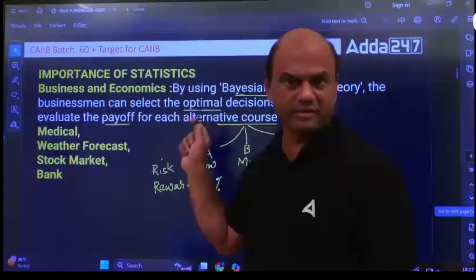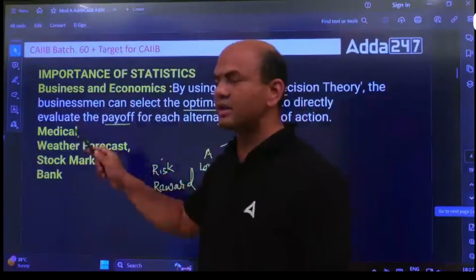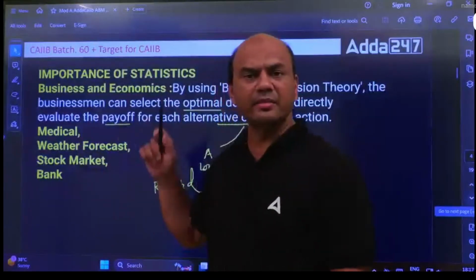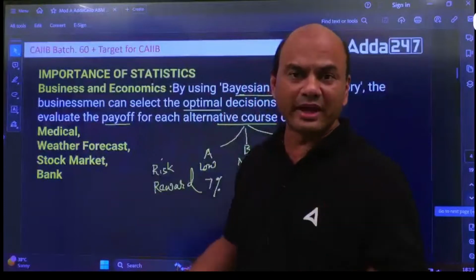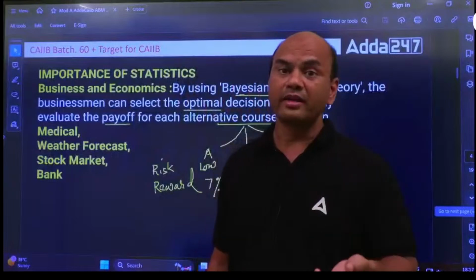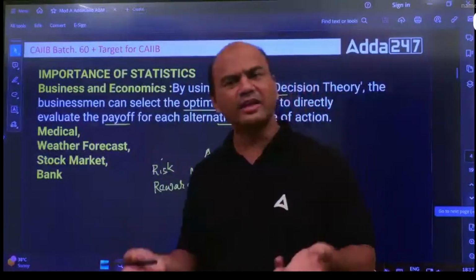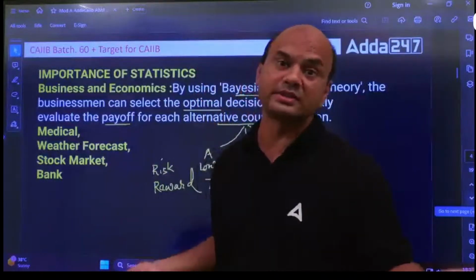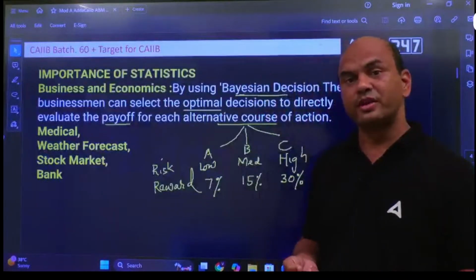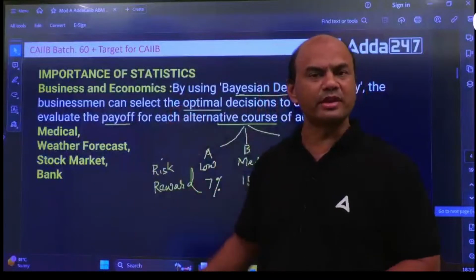Statistics is used everywhere. Let it be business, let it be economics, let it be medical, let it be weather, let it be stock market, let it be bank, let it be air control, let it be agriculture. Everywhere statistics is used. Why? Because statistics means what? You get the data. Data can be of various fields. In all the fields, data will be there. It's in biology also. It's in medical science also. So data is there everywhere. So use of statistics is everywhere.